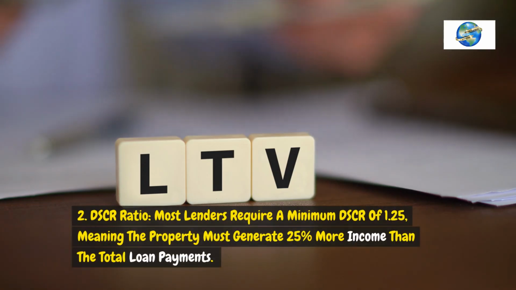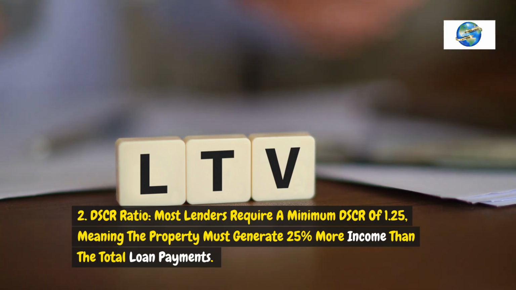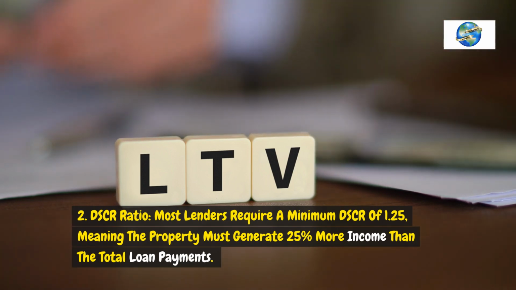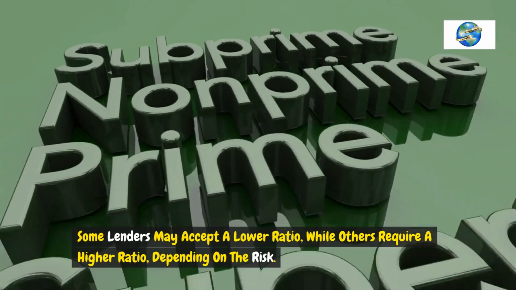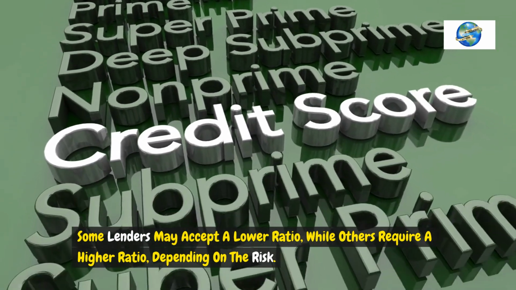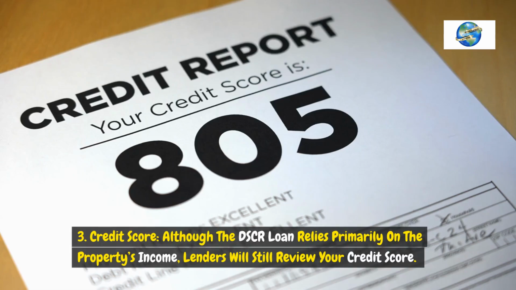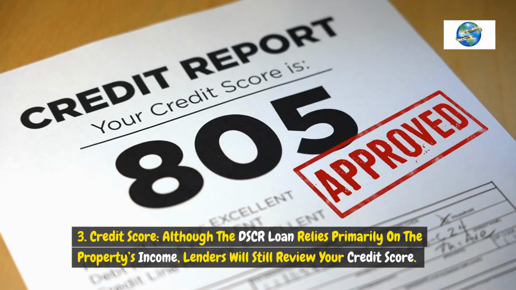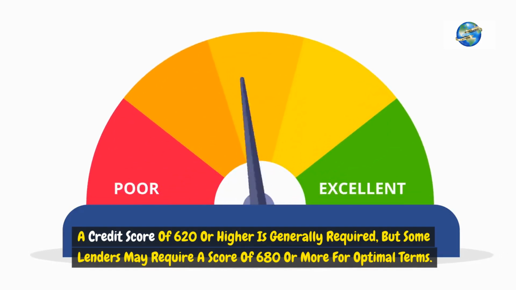2. DSCR ratio. Most lenders require a minimum DSCR of 1.25, meaning the property must generate 25% more income than the total loan payments. Some lenders may accept a lower ratio, while others require a higher ratio, depending on the risk. 3. Credit score. Although the DSCR loan relies primarily on the property's income, lenders will still review your credit score. A credit score of 620 or higher is generally required, but some lenders may require a score of 680 or more for optimal terms.